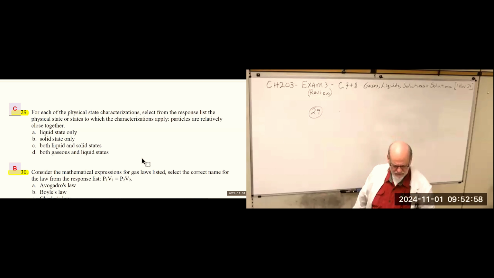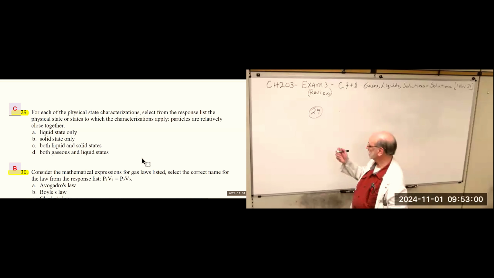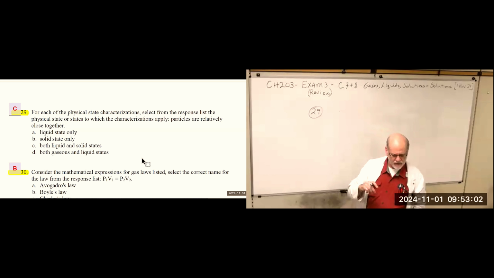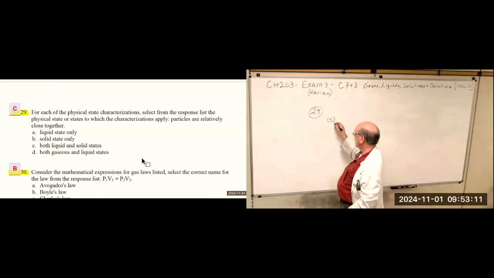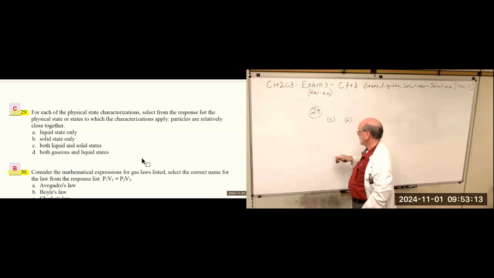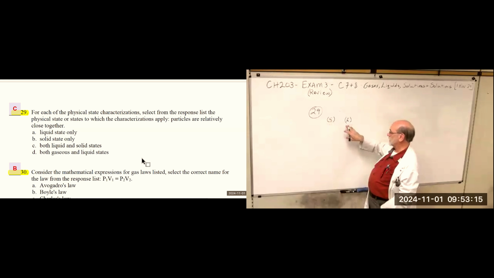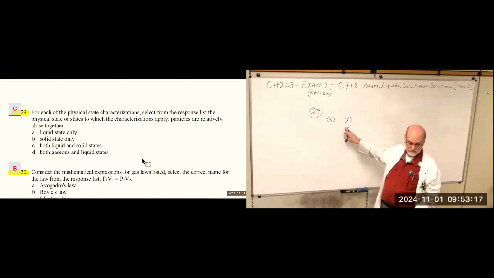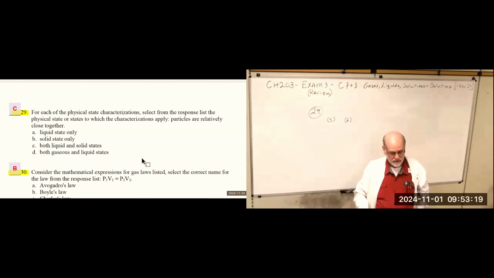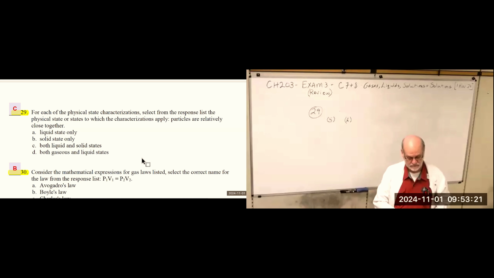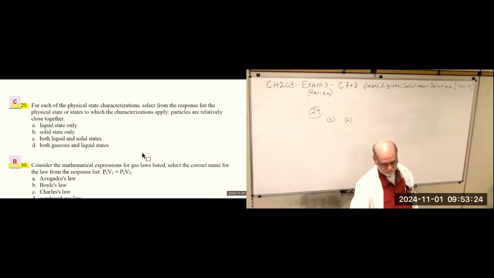All right. 29. I've got it up there already. Let's see. Particles are relatively close together. That occurs in both solids and liquids. These are fixed in position. These are not, but they're still close together. So solids and liquids satisfy that condition for 29.